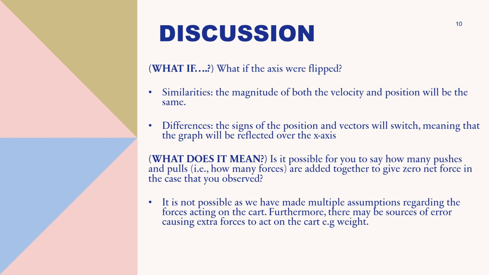The magnitude of the velocity and position would not change, but their signs will switch. This means that the graph would have a positive gradient instead of a negative one, and the graph would be reflected over the x-axis. Second, is it possible for you to say how many pushes and pulls, i.e. how many forces, are added together to give zero net force in the case you observe? It is not possible, as we have made multiple assumptions regarding the forces acting on the car.